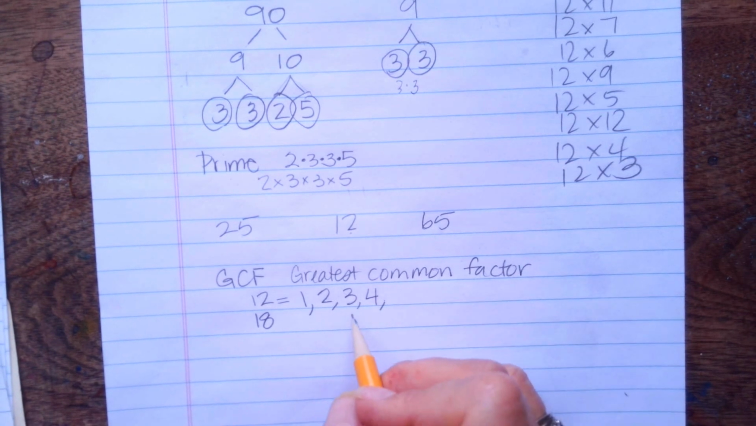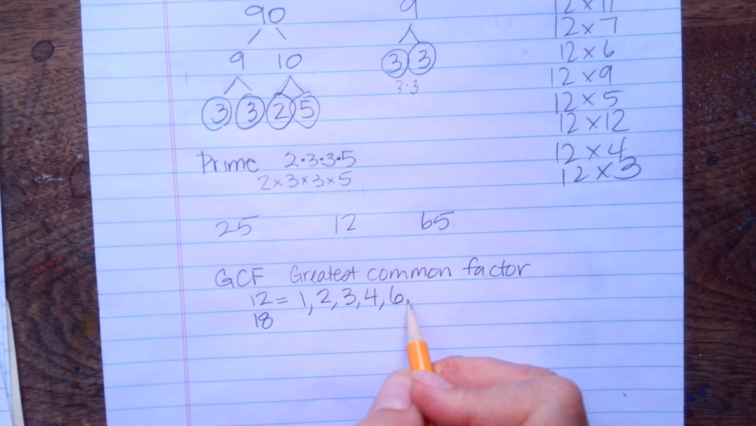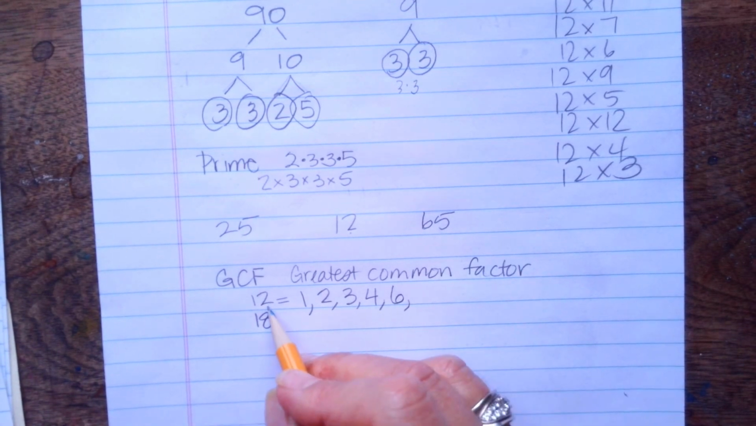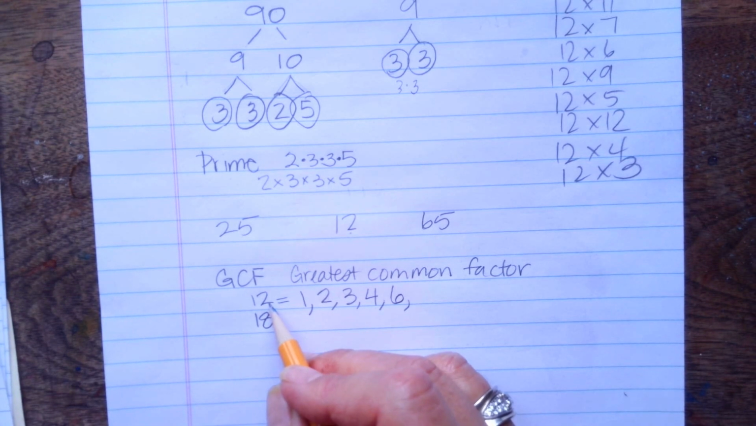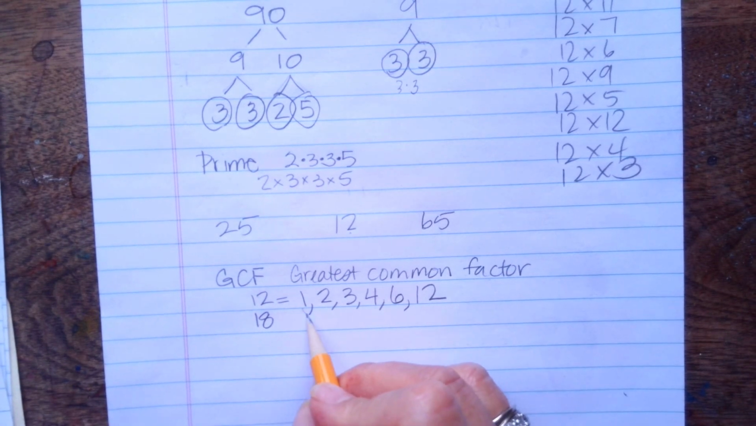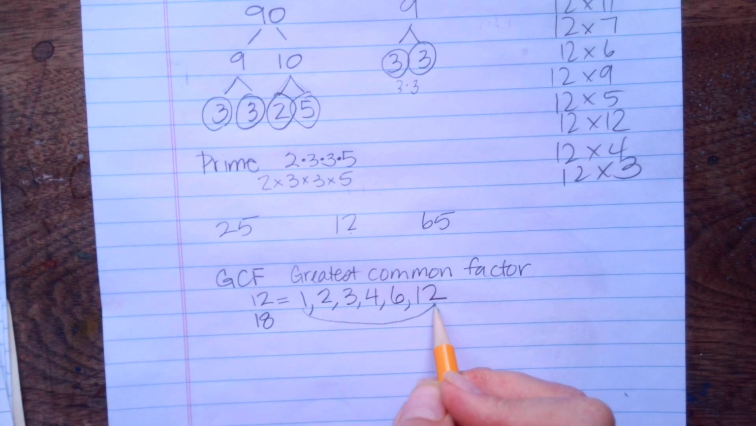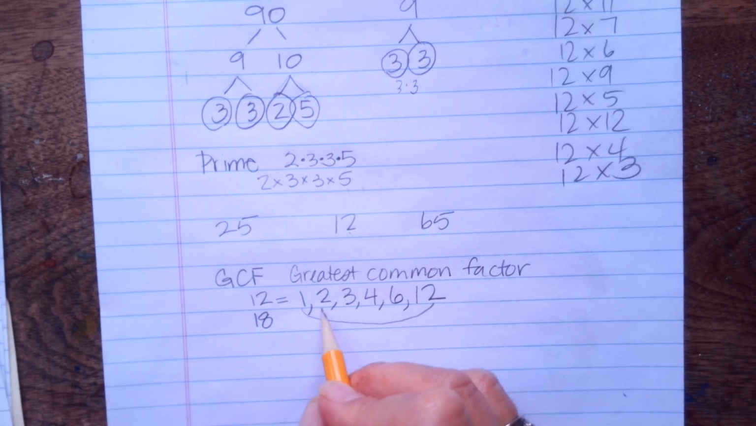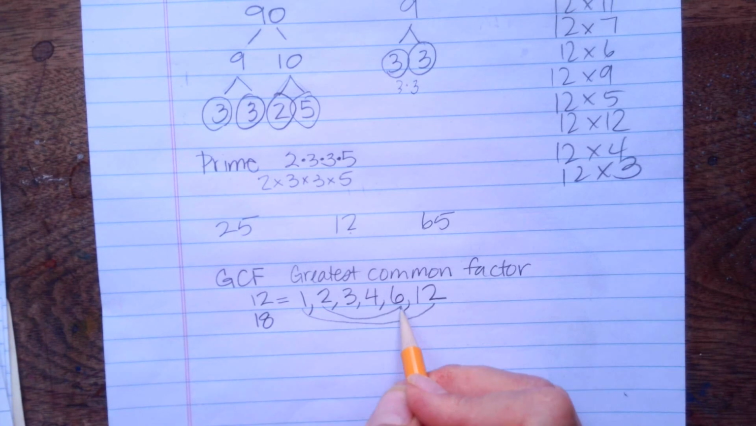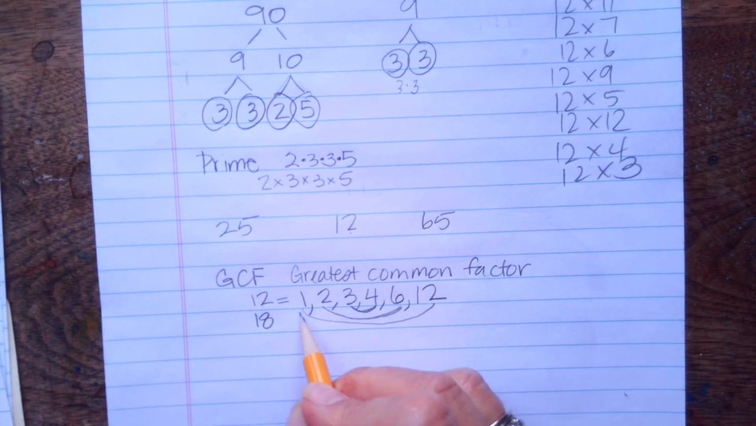Does 5 go into it? No. Does 6 go into it? Yes. Does 7 go into it? No. Does 8? No. 9? No. 10? No. 11? No. 12? Yes. And then we make a rainbow. So we match the factors. 1 and 12 go together. 2 and 6 go together, and they all equal 12, right? If I don't have a match for my rainbow, it means I'm missing a factor.